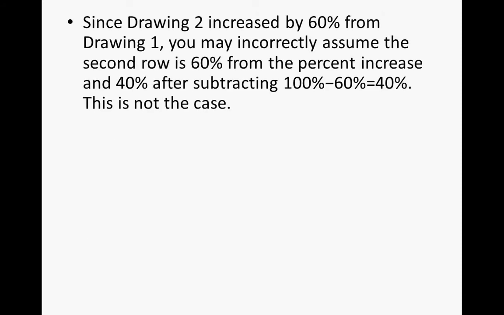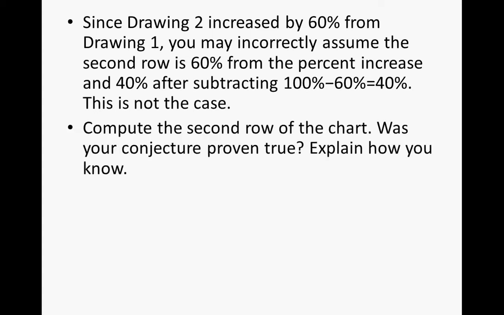Since drawing 2 increased by 60% from drawing 1, you may incorrectly assume that the second row is 60% from the percent increase and 40% after subtracting. 100% minus 60% is 40%. This is not the case. Compute the second row of the chart. Was your conjecture proven true? Explain how you know.